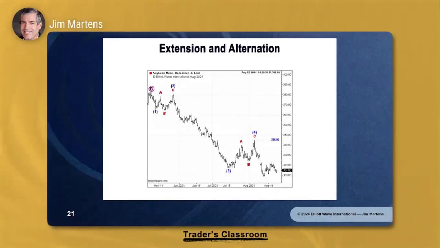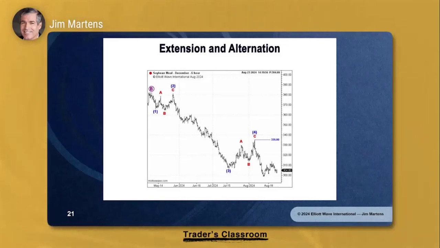Here's an example of both extensions and alternation. This is a chart of December soybean meal. It shows wave 3 traveled a multiple of the distance traveled in wave 1, far more than the usual 1.618 times wave 1. But it is a unified decline.